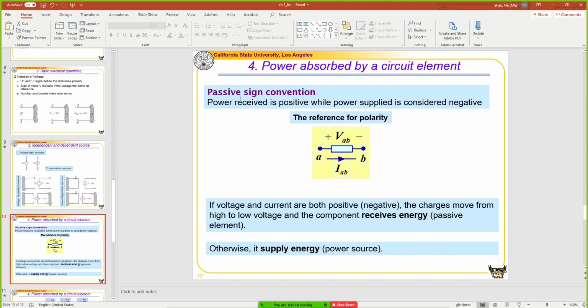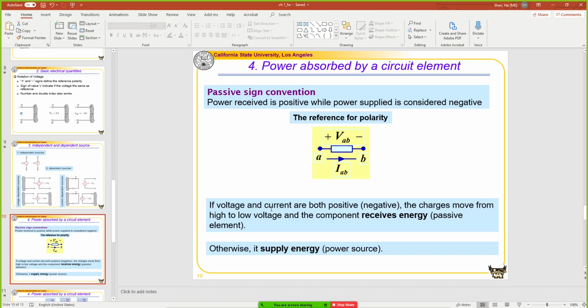So we need to define the passive sign convention by following what we have here in this picture. If we define the reference polarity for the voltage as this, left-hand side positive, right-hand side negative, we will define the reference current flow from the left to the right. In this case, if both are positive, it means that the higher voltage is on this end, low voltage on this end, and the current flows from the left to the right, so it means it absorbs energy.